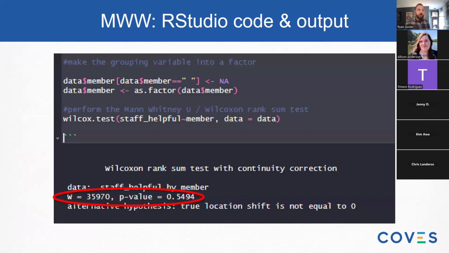For our RStudio users, here is the coding at the top and the test statistics and the p-value at the bottom. Again, the exact same numbers come from the exact same data. We're able to say that there's no difference between members and non-members with respect to staff helpfulness ratings.